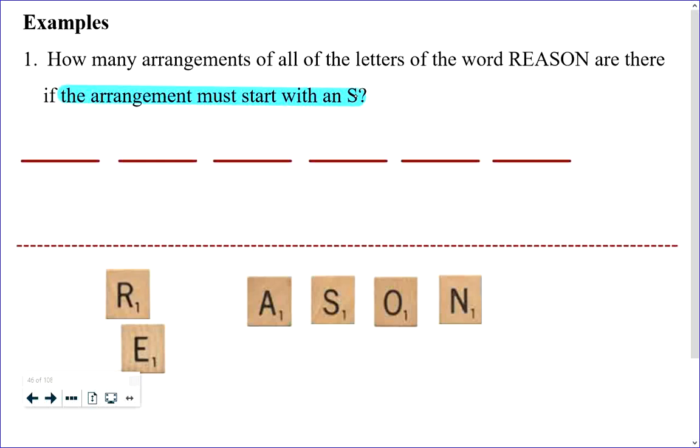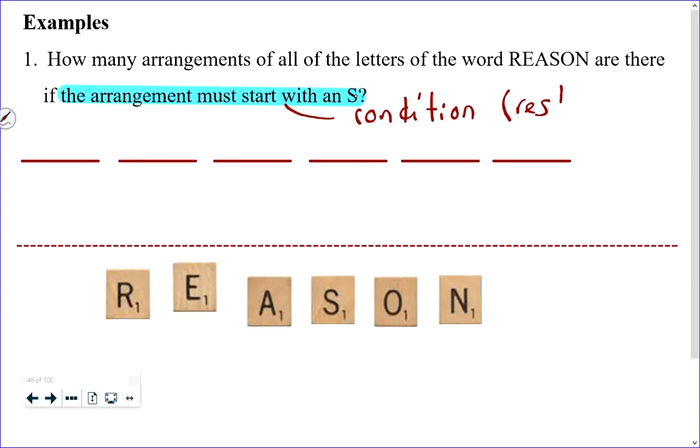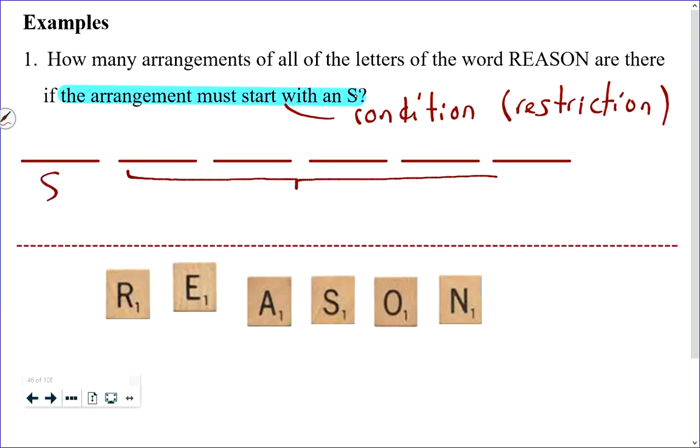There's a little rule that I will give you here, and that rule says that this is what's called a condition or a restriction. And a condition or a restriction must be taken care of first. So below this first blank, I'm going to put S, and then underneath all of this, I'm going to put, who cares? It's a free-for-all at that point in time. Any letter can go anywhere after we place that S there.